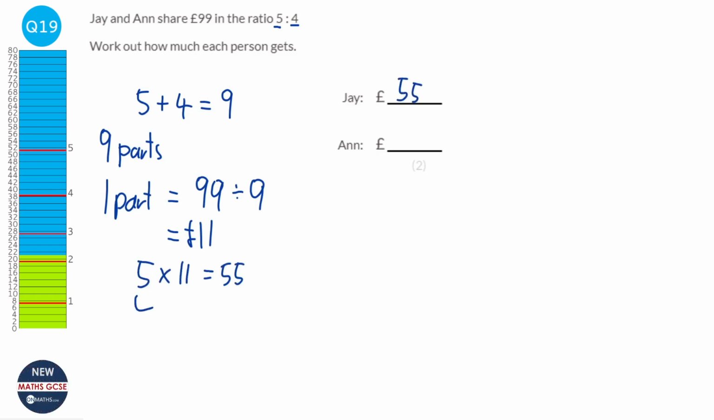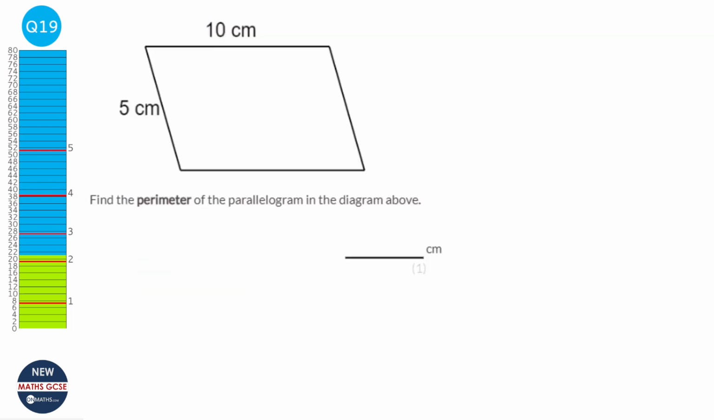And Anne has 4 piles of that money. So 4 times 11, which is 44. We can check this by adding the two together, and it should add up to the amount of money we have, which is 99, which it does.